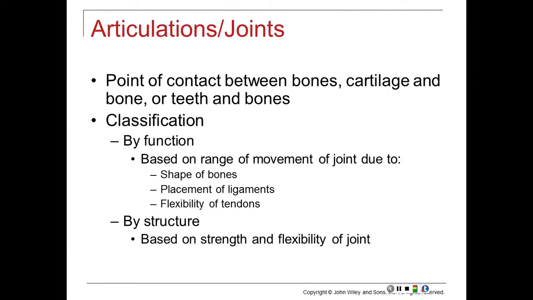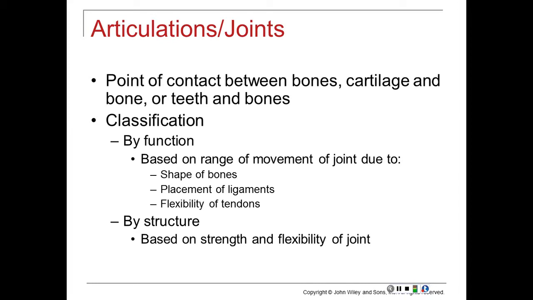Okay, we're going to pick up now with the last little section of Chapter 5, which is Articulations and Joints. Articulations are the fancy name for joint. They're the points of attachment between bones, between cartilage, between teeth, etc. They're classified both by structure and by function.